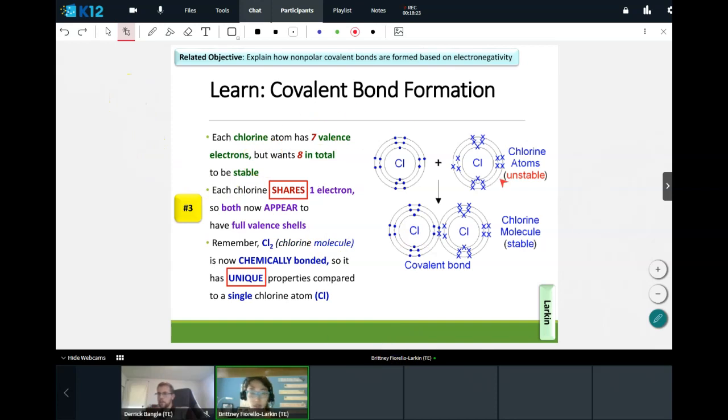Okay, let's go ahead and fill out number 3 and raise our hands. I'll go ahead and give you 30 seconds to fill that in. Capitalization does not matter, but spelling does. First blank is shares, second blank is unique.